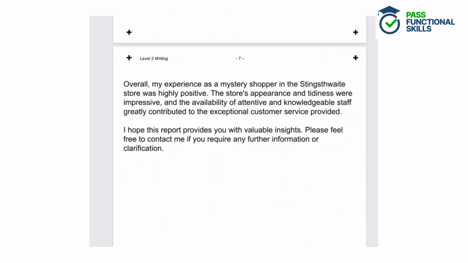Overall, my experience as a mystery shopper in the Stingthwaite store was highly positive. The store's appearance and tidiness were impressive, and the availability of attentive and knowledgeable staff greatly contributed to the exceptional customer service provided. I hope this report provides you with valuable insights. Please feel free to contact me if you require any further information or clarification.